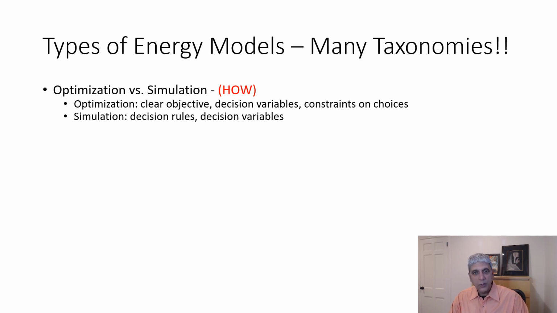An optimization model assumes a certain specific decision-making process where there's a clear goal, a clear objective, and in order to achieve that objective, households make decisions about particular variables. Things like whether to turn on an appliance, whether to buy an appliance. Those are decision variables. And they're all being chosen in the service of achieving that particular objective in all cases.